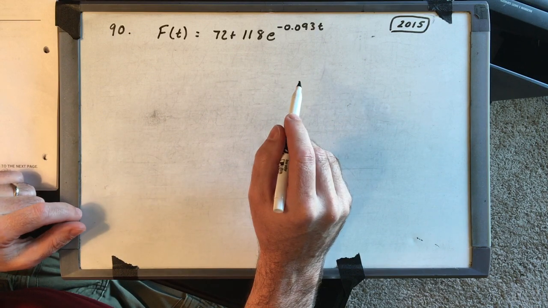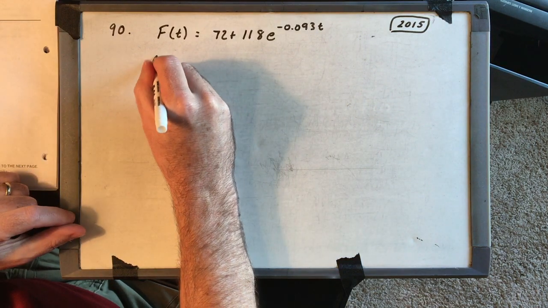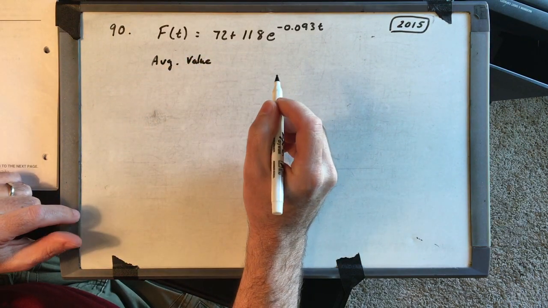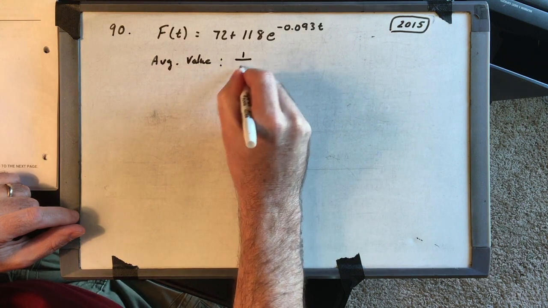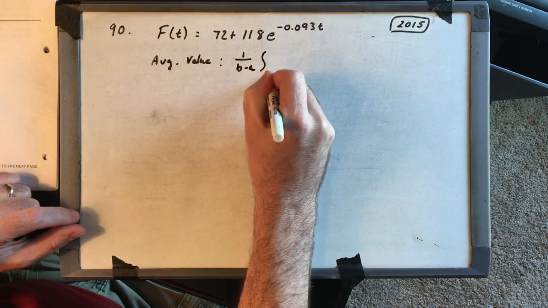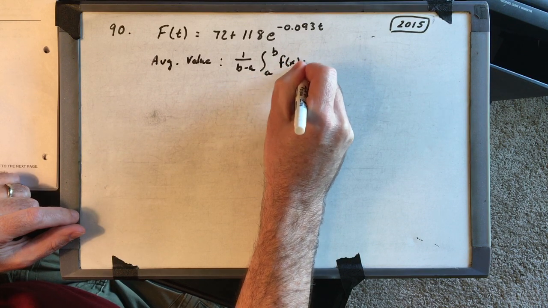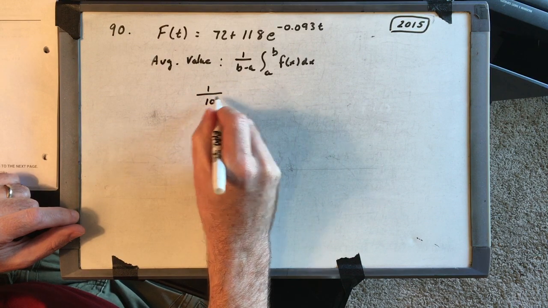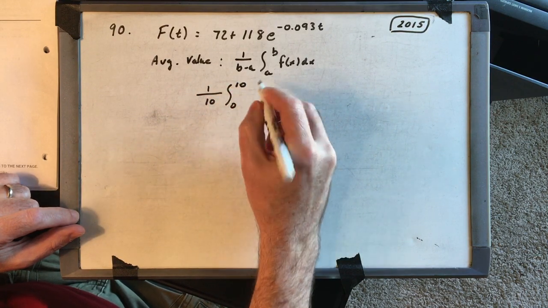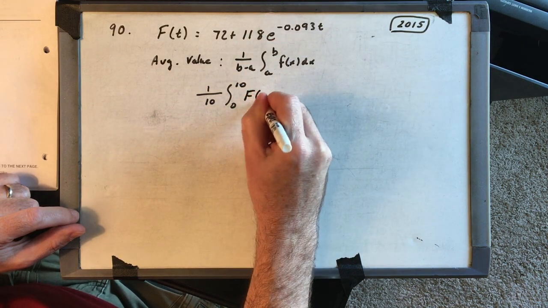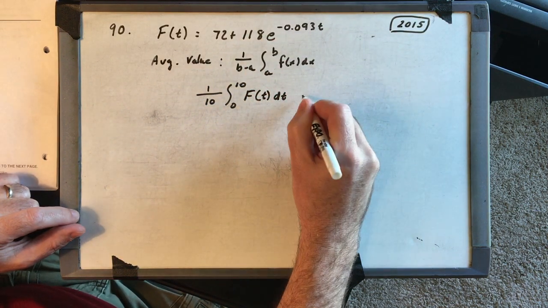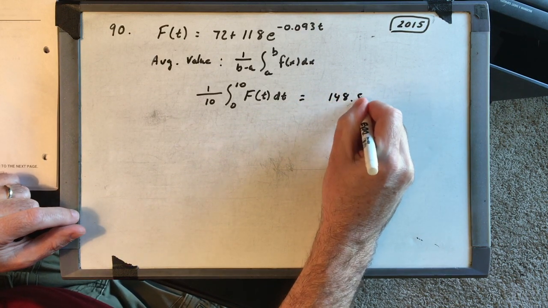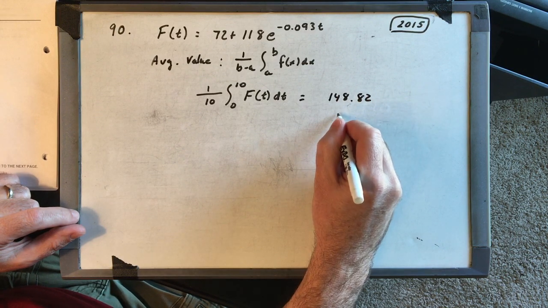All right, between 0 and 10 minutes. Okay, how do we get average? Remember our average value. It is guaranteed that you will have to do this on the AP test: 1 over b minus a, integral from a to b of f of x dx. So that's going to be from 0 to 10, 1 over 10 minus 0, or 1/10, integral from 0 to 10 of this function f of t. Just put that in your calculator. And that's 148.82, so you could round that up to 149, which is D.